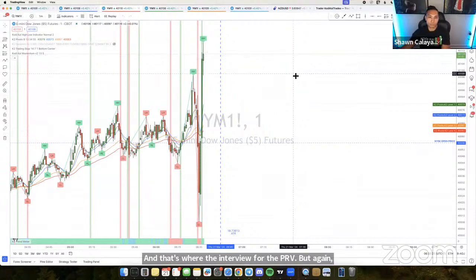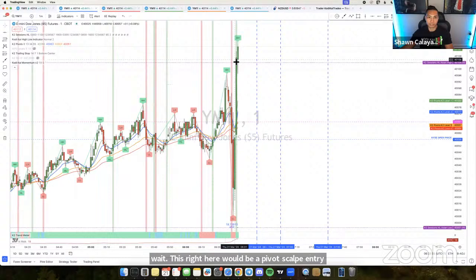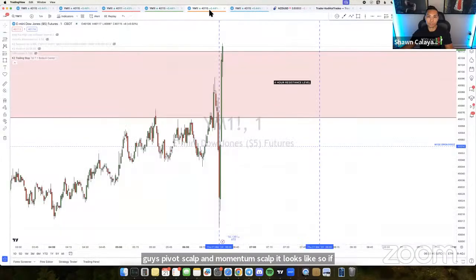And we're not going to predict. We're just going to sit tight and wait for confirmations here. There's no confirmations, there's no confluences, so we just got to sit tight and wait. This right here would be a pivot scalp entry, guys. Pivot scalp and momentum scalp, it looks like. So if anybody decided to take that there, however, it was at a red flag, which is the Asia high right here. So a little bit of a tricky area.